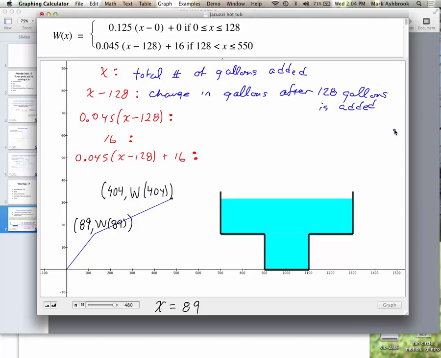Okay, what do we get when we multiply that by 0.045? Yes, sir? Change in y. Which change in y? Change in y after 128 gallons added. Okay, so maybe let's compare it to height instead of gallons. Change in height after 128 gallons. It would be the change in the number of inches after the amount of gallons has exceeded 128. Right, exactly right.